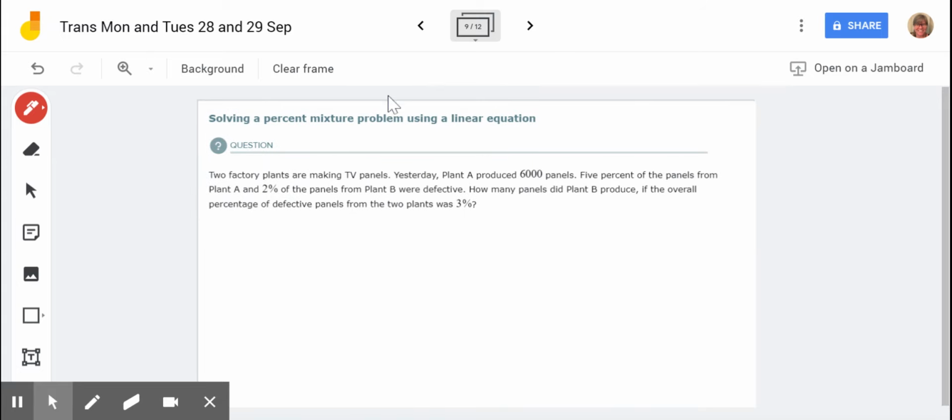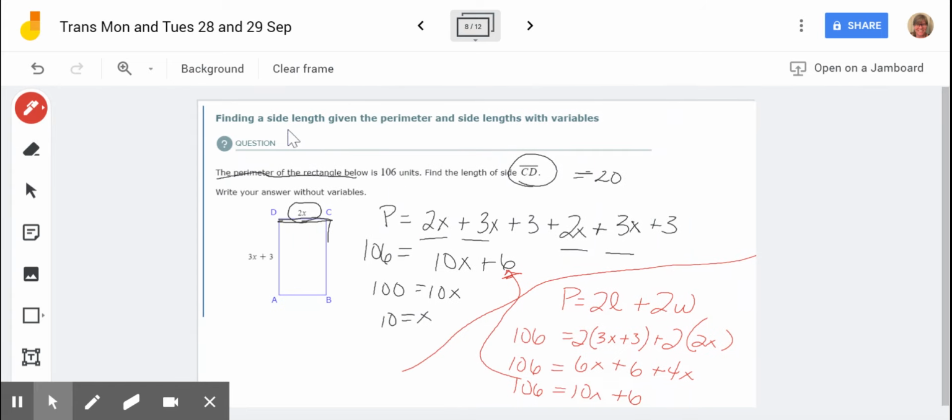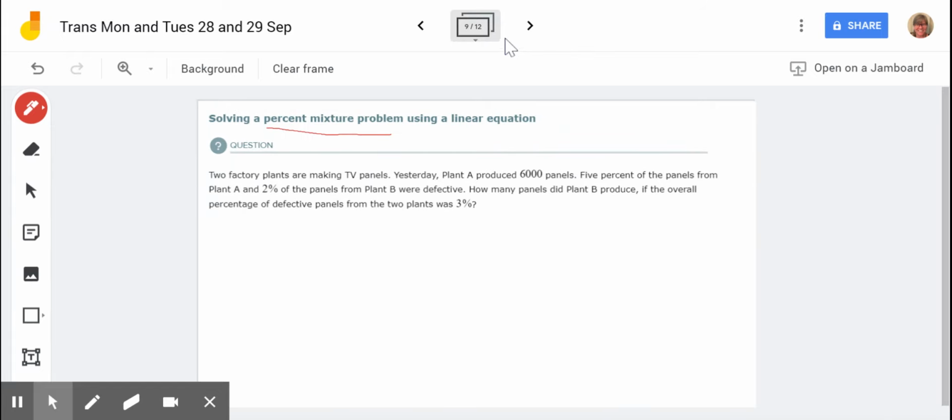Next. Okay, solving a percent mixture problem using a linear equation. All right, for this one, I really think writing words helps. Okay, for this one, by the way, they gave you the rectangle. If they had not given you the rectangle, my first recommendation would have been to draw that rectangle. I never do a shape question without drawing the shape. Okay, 2 factory plants. Okay, why don't I let you guys read this? And I'll read it too, quietly by yourself.